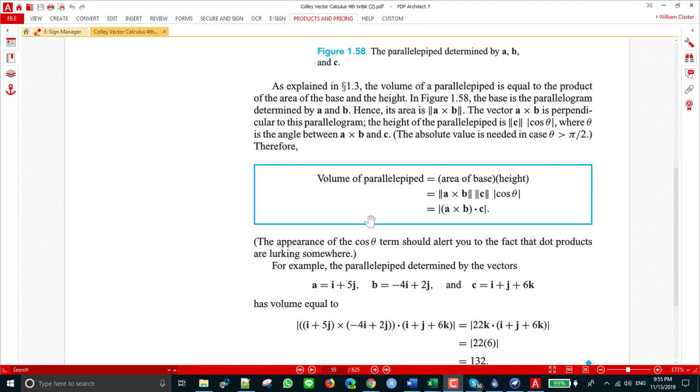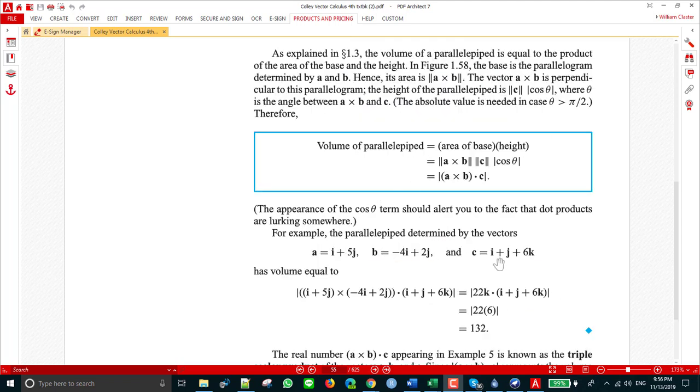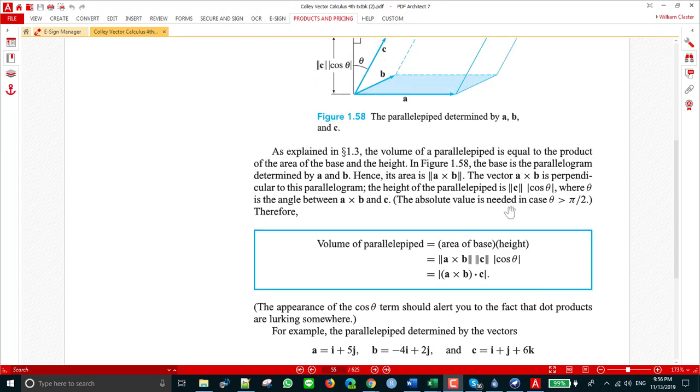So for an example, suppose we have an A, a B, and a C. Then we can ask what's the volume of the parallelepiped determined by them, and it's this. So if we have this A, this B, and this C, then we do this to that, and we get this. So the volume is 132, which I guess is a lot easier than trying to figure it out some other way.